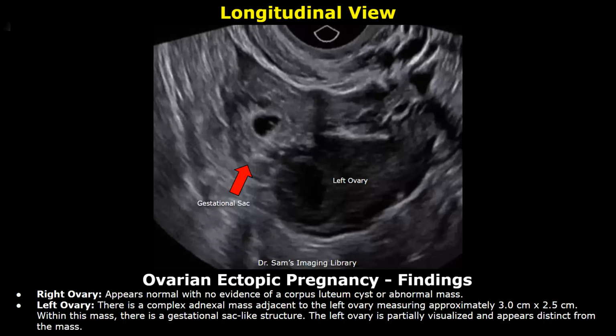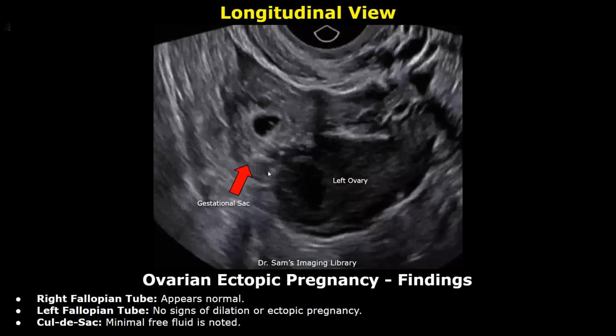These are the findings. Right ovary appears normal with no evidence of corpus luteum cyst or abnormal mass. Left ovary: there is a complex adnexal mass adjacent to the left ovary, measuring approximately 3 x 2.5 centimeters. Within the mass, there is a gestational sac-like structure. The left ovary is partially visualized and appears distinct from the mass. The right and left fallopian tubes appear normal. The cul-de-sac has minimal free fluid.